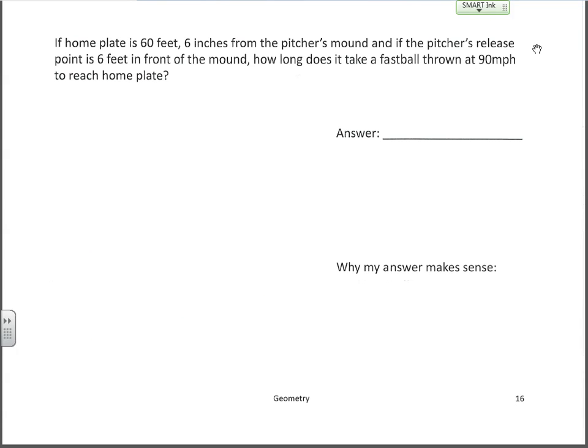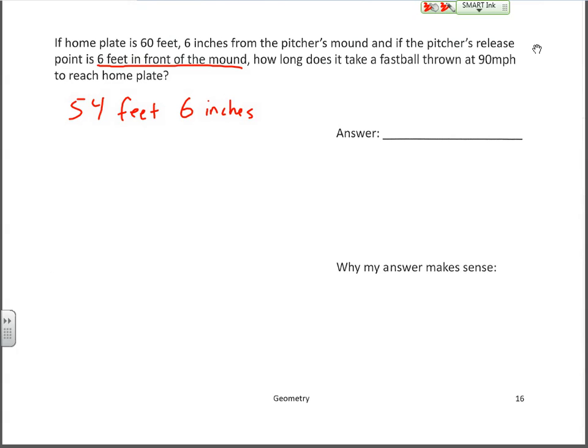Here we are back to algebra. If home plate is 60 feet, 6 inches from the pitcher's mound, and if the pitcher's release point is 6 feet in front of the mound, how long does it take a fastball thrown at 90 miles per hour to reach home plate? Well, first of all, let's get this out of the way. The baseball is not traveling 60 feet, 6 inches, right? The pitcher is 6 feet in front of the mound. So really, just so we don't forget, because it's easy to, we're looking at a distance of 54 feet, 6 inches here. That's how far the baseball is actually traveling.